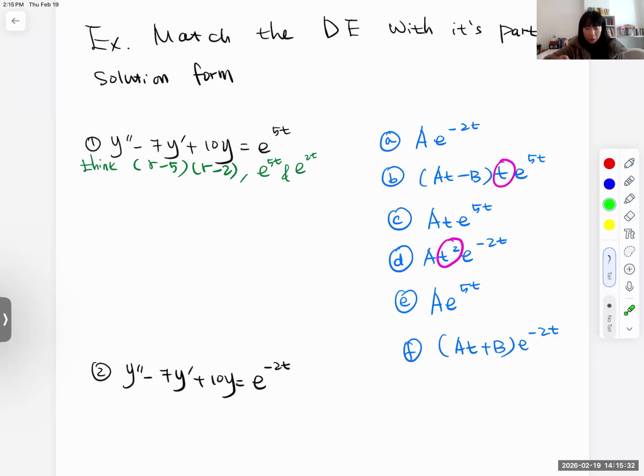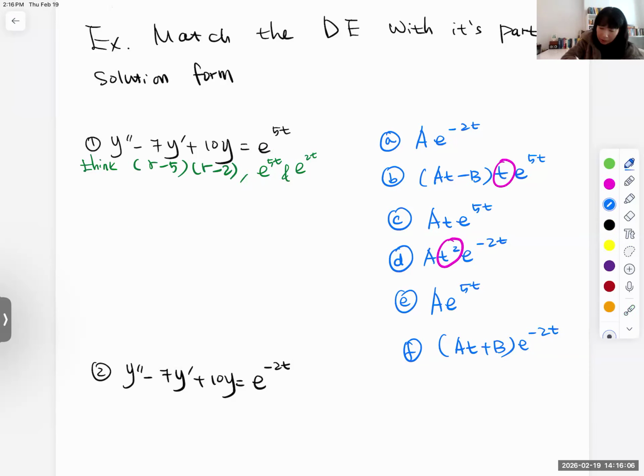What do you think the first one? First one, this is complementary solution, right? So we can factor out r minus 5, r minus 2. Then looking at the right-hand side, e to the 5t. So we cannot use a e to the 5t because they're using e to the 5t as a solution for complementary, right? So basically, let me write down.